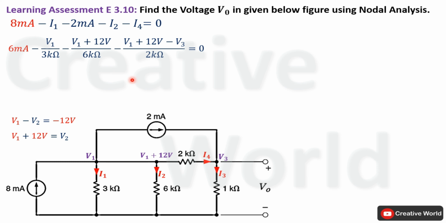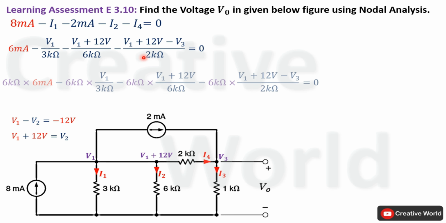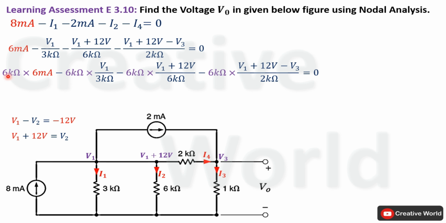Now in order to omit all denominator values, we will multiply this equation on both sides with 6 kilo ohm. Product of 6 milliampere and 6 kilo ohm will result in 36 volt. Milli will cancel out with kilo. Here 6 kilo ohm will cancel out with 3 kilo ohm, only 2 will be left and that 2 will be multiplied with V1, it will become 2V1.